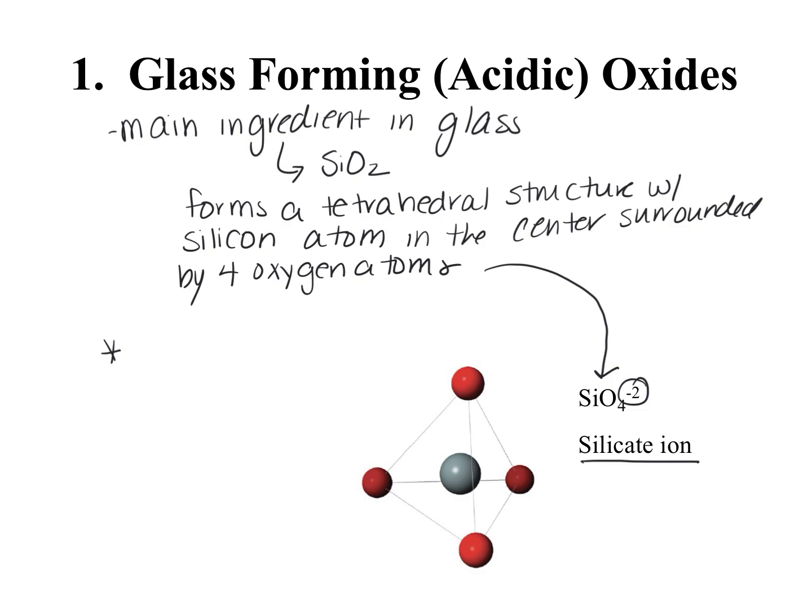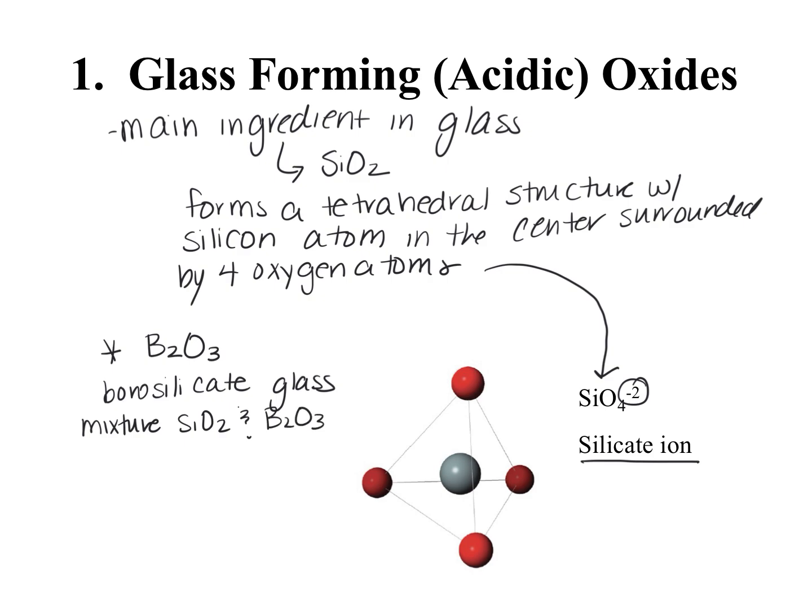There can also be other glasses that are main ingredients. So on the previous slide, we mentioned B2O3. When we talk about this, the one that you'll hear most often is a borosilicate glass. And that's a mixture of SiO2 and B2O3. And those are the 2 big main components. Okay. Now, these form the glass network.